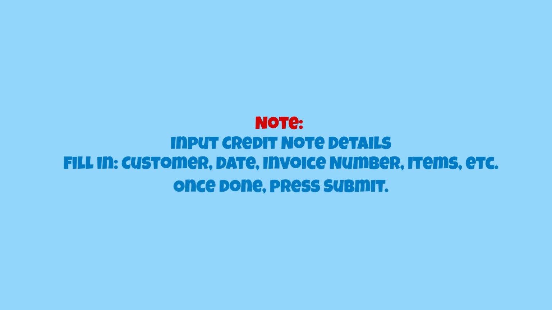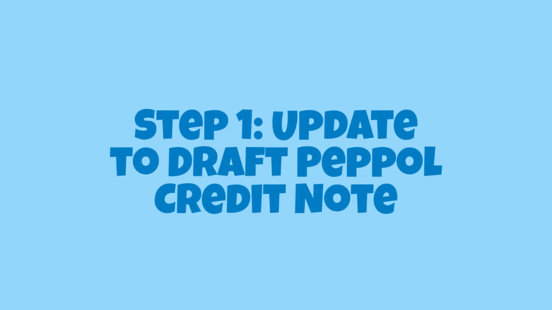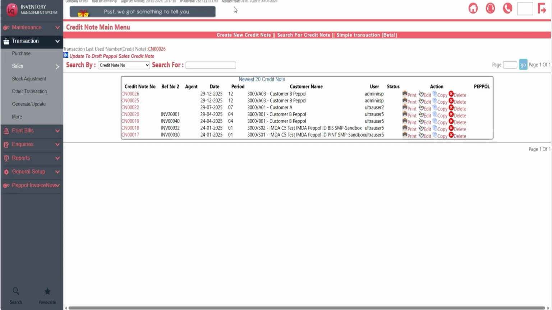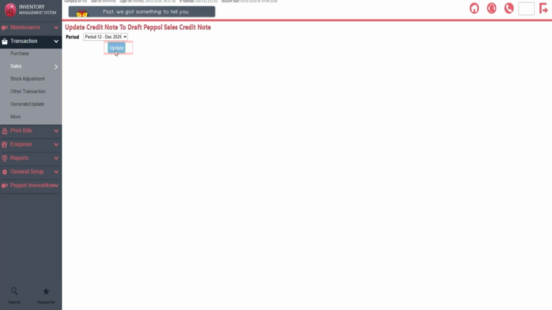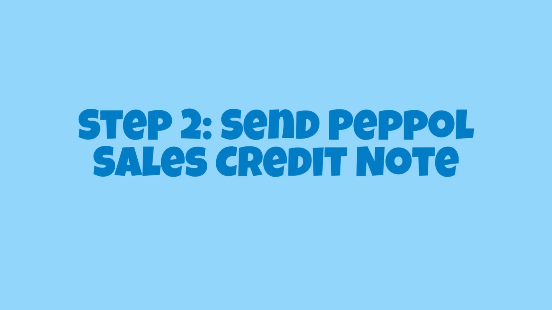Once done, press Submit. Update to draft Peppol credit note. After the user has created or updated an invoice in IMS, click Update to Peppol credit note. Select the financial period that consists of your invoice and click Update. Send Peppol sales credit note.